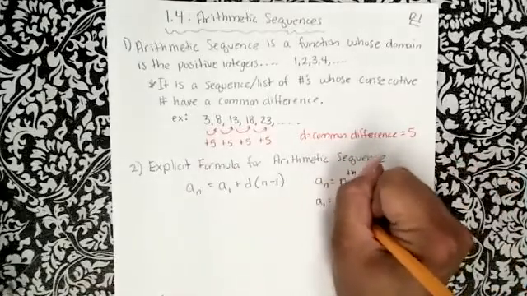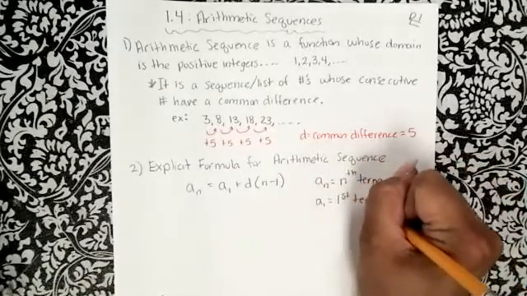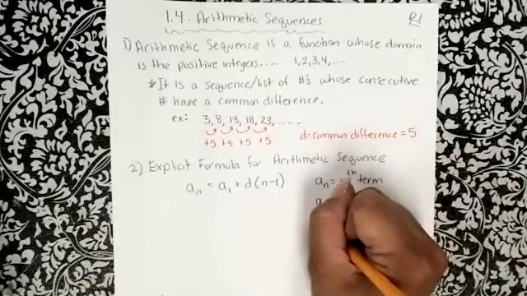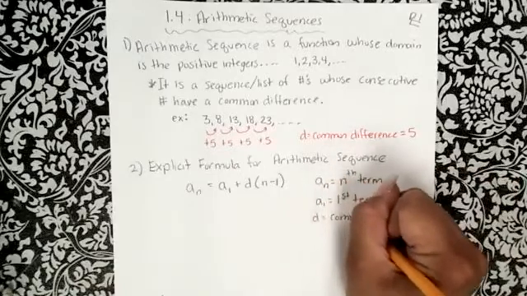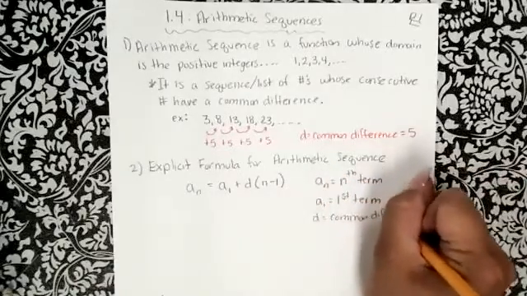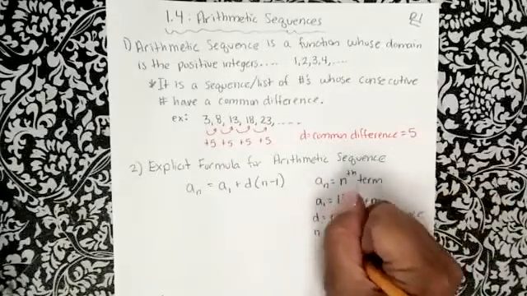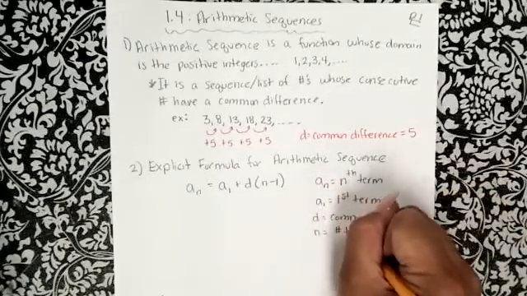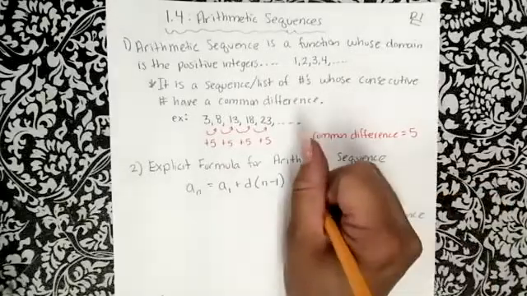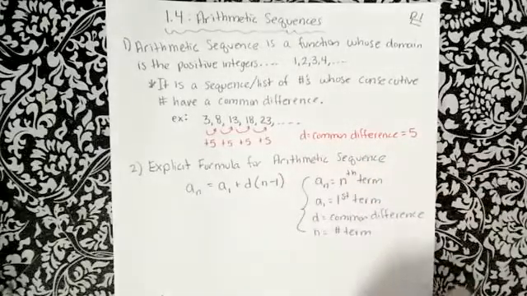A1 is equal to the first term in the sequence. D is going to equal the common difference. And n is going to be the number term. And we will do an example of this. So that's one formula that's explicit.